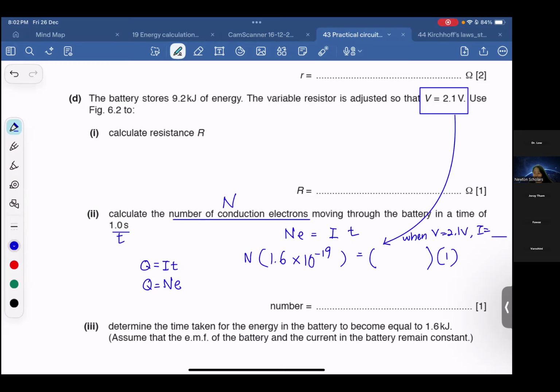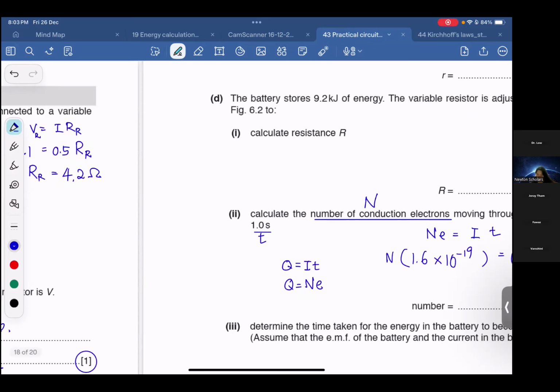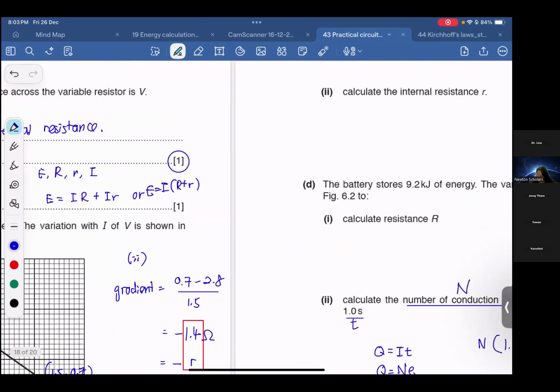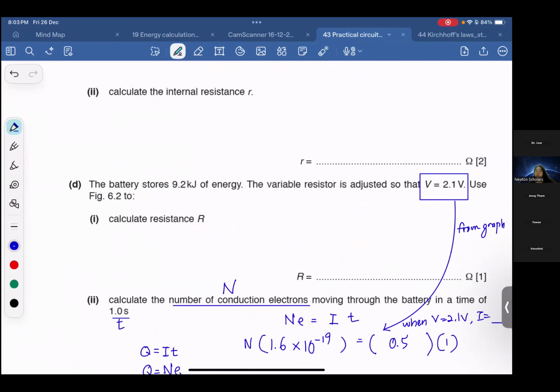Okay, Manjo, did you do something wrongly, or maybe you typed wrongly? Times 10 power of how many? Vashini, yes, correct. Okay, the current. How do I know the current? Just now from the graph, we understand that when the voltage is 2.1, then the current is 0.5. So this one is 0.5. Yes, Manjo, correct.